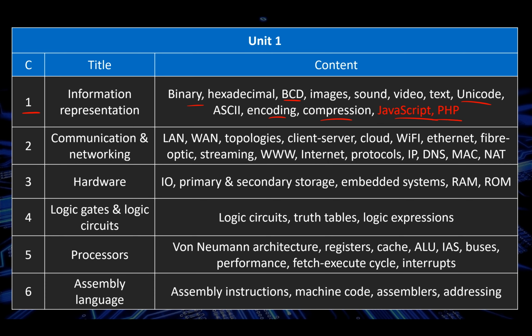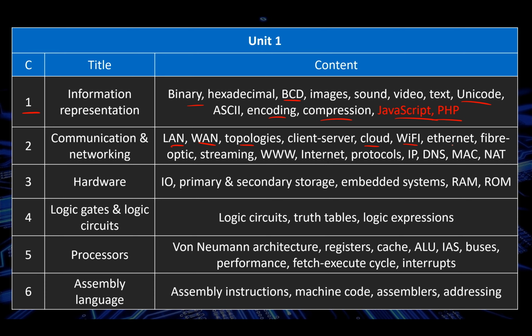Right, then chapter 2, communication networking. So we're going to look at LANs, local area networks, WANs, wide area networks, and different network topologies, so effectively different structures of networks, like the star, the bus, the mesh, hybrid networks, point-to-point. Then we'll look at the client-server model, and I guess cloud, which is basically just servers, remote computers.